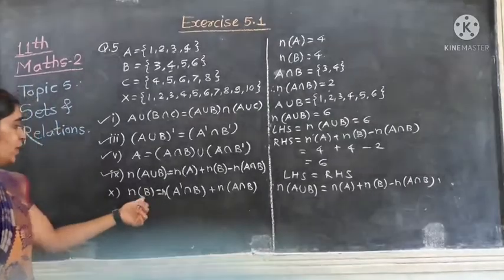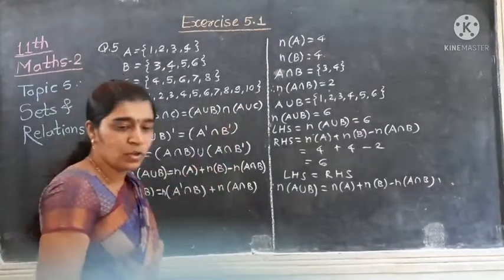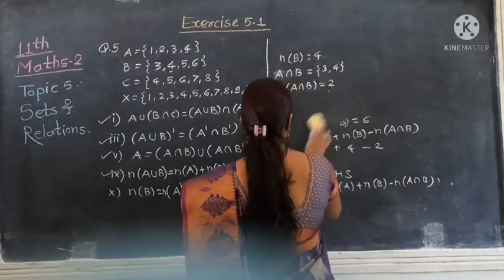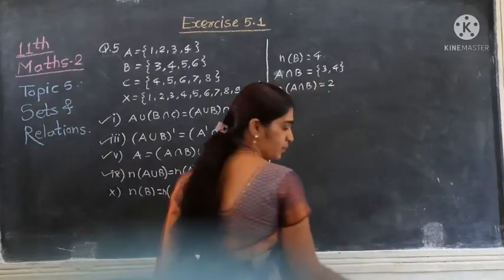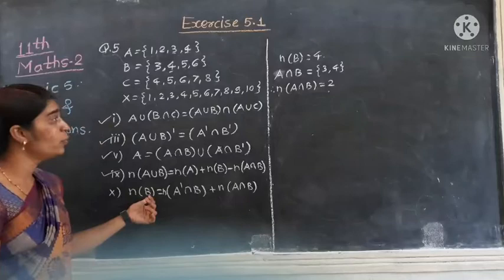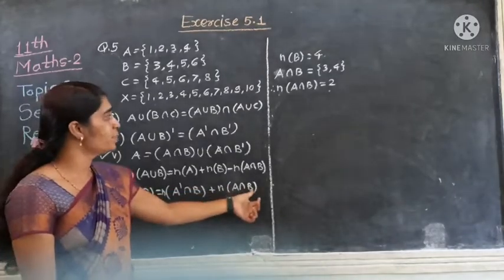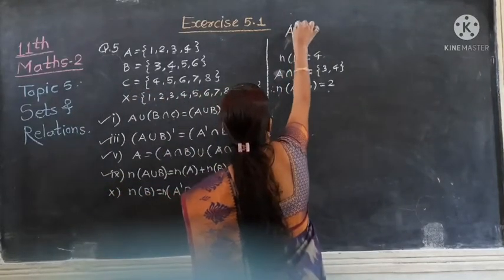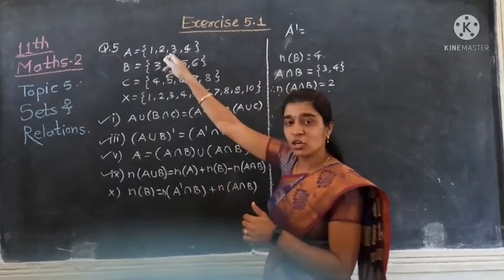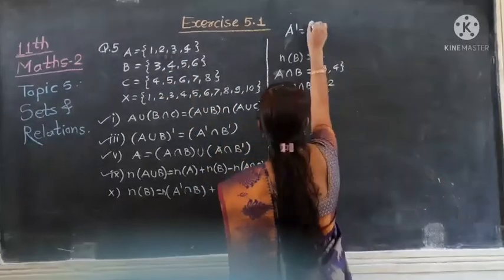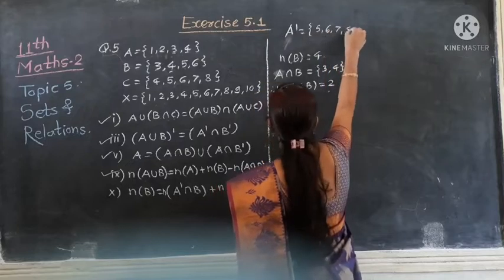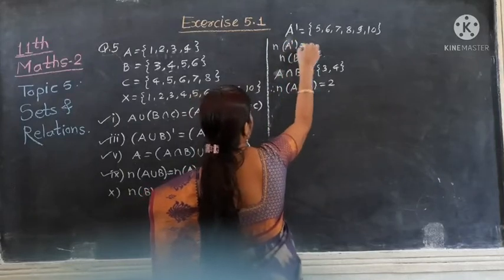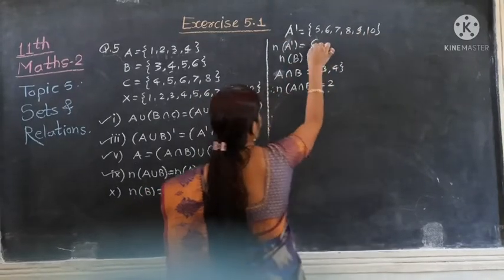Now remains only the last one. We want n of B, n of A intersection B. See last one, n of B we had calculated, n of A intersection B also we had calculated. Now we want A complement. First we write A complement. What is the A complement? The elements which are not in A but in X. Such elements are 5, 6, 7, 8, 9 and 10. N of A dash, A complement is equal to 6.